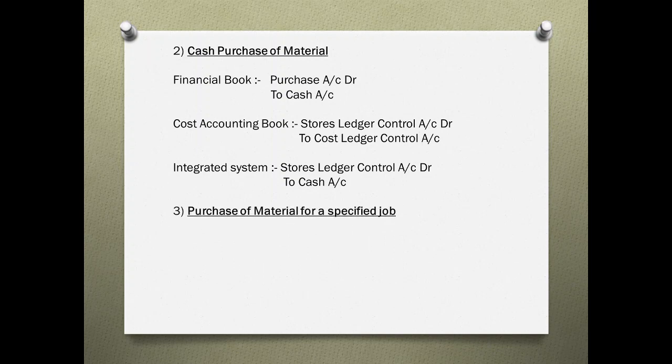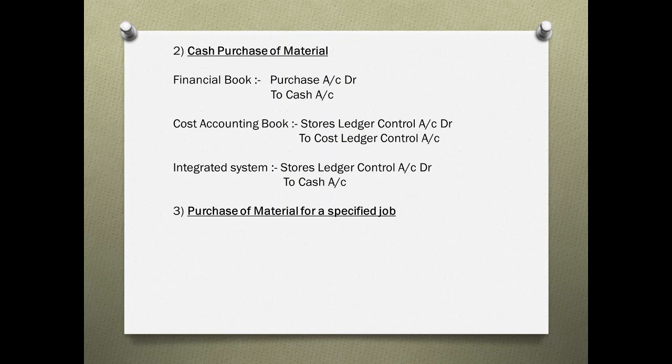Third transaction, purchase of material for a specific job. Now here you need to be very careful. You are purchasing what? Material. For what? For a specific job. Does it make a difference under the financial book? You purchase material for any purpose? No. Because under the financial book we just record monetary transactions, we don't see interdepartmental transfers and all. You bought material, money is going out, it will be recorded.